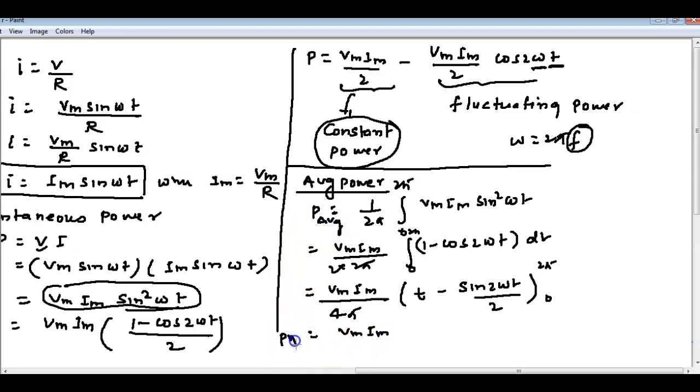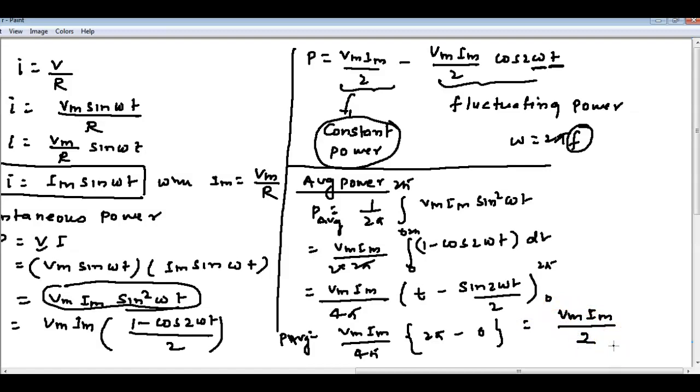So writing P average, Vm Im by 4 pi, and here you substitute upper minus lower. So this is 2 pi, and if you put that, this is 2 pi minus sin 4 pi. Sin of any integer multiple of pi will be 0 only. 2 pi, 4 pi, 6 pi, all are 0. If you substitute 0, then also 0, and sin 0 is also 0. So everything is 0 only, and you got it here: Vm Im by 2.